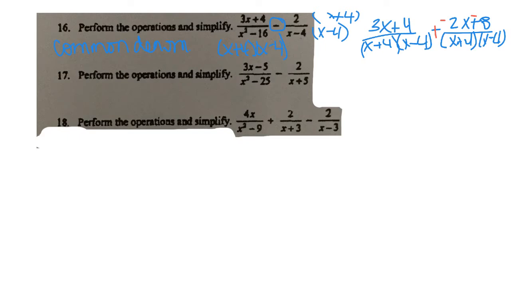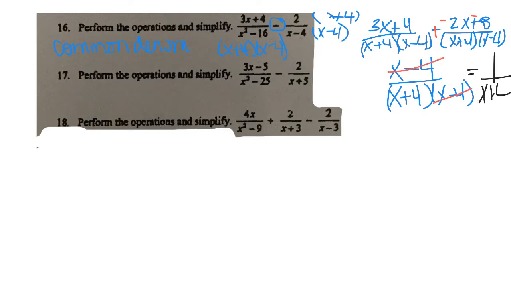So we get 3x minus 2x is x. 4 plus negative 8 gives us negative 4. So (x plus 4) over (x plus 4)(x minus 4). We can simplify by dividing out the x minus 4's, and our final answer is 1 over x plus 4.